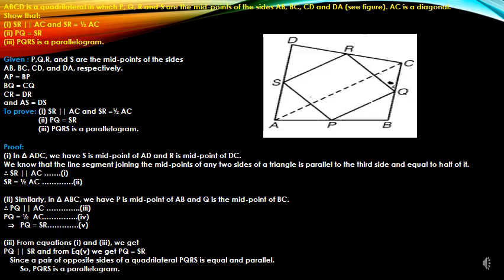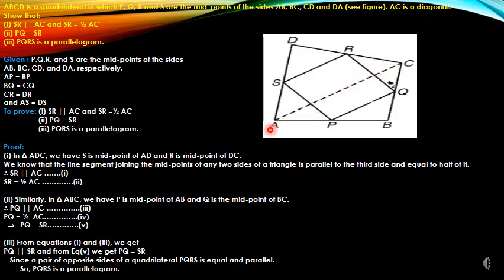Observe the question here. ABCD is a quadrilateral in which P, Q, R and S are the midpoints of the sides AB, BC, CD and AD respectively. Figure is given in the question, that is why it is mentioned in the question. If it is not given, you should see the question and you should draw the diagram. Here the diagram is given. The question also says that AC is a diagonal, you can see AC is a diagonal.